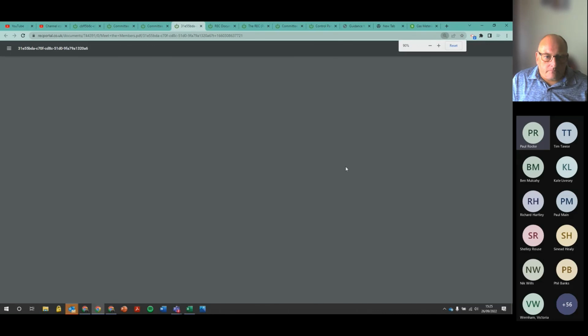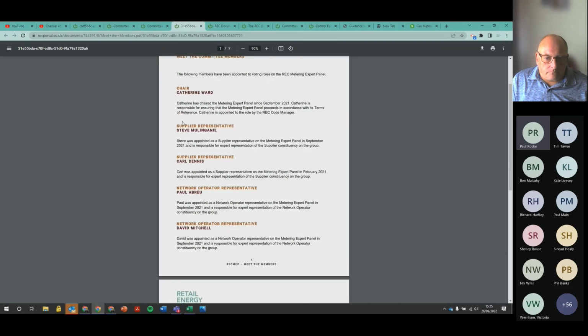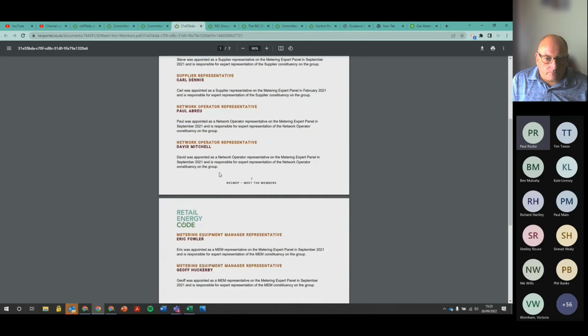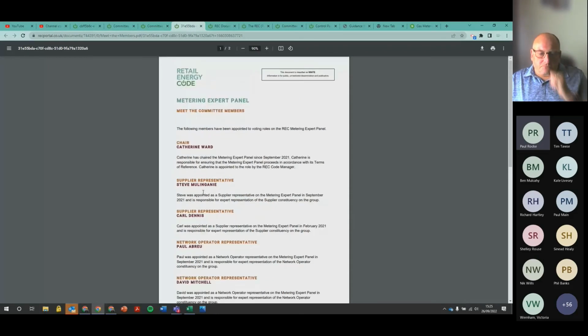This will load a PDF document which has information about who each of the members are, and you can contact us if you need to get in touch with them if you don't have their contact details, for example, but you can log in and see those details on there.